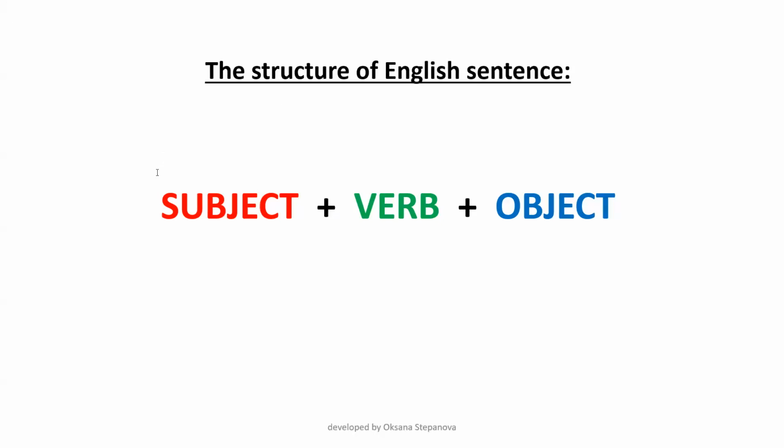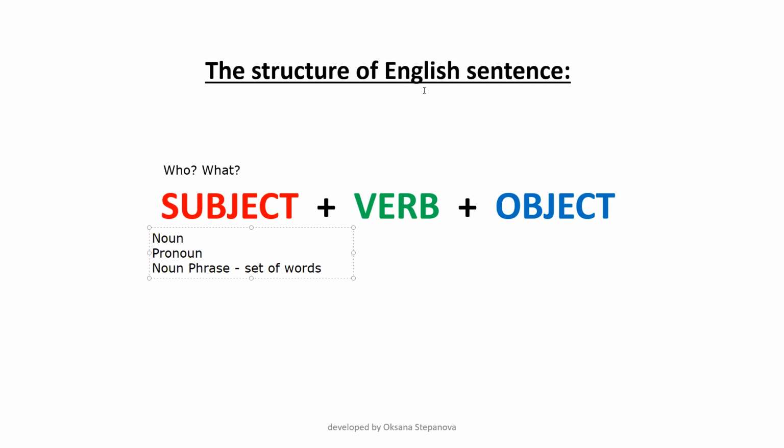So what is the subject in the English language? The subject is actually who or what is in the sentence. So we have to ask the question, who or what in the sentence is doing something. The subject is actually the performer of the action. It can be expressed by a noun, pronoun, or noun phrase. A noun phrase is a set of words.